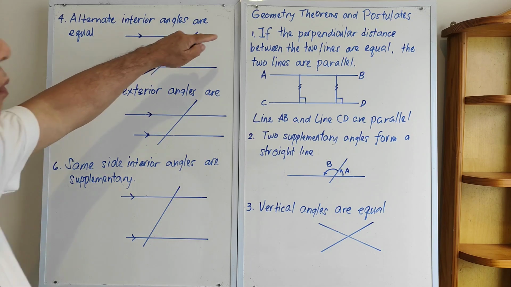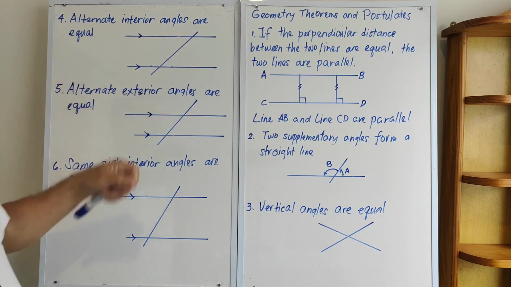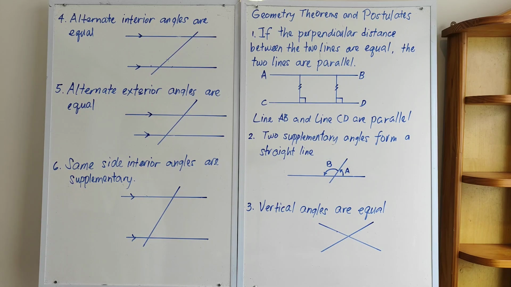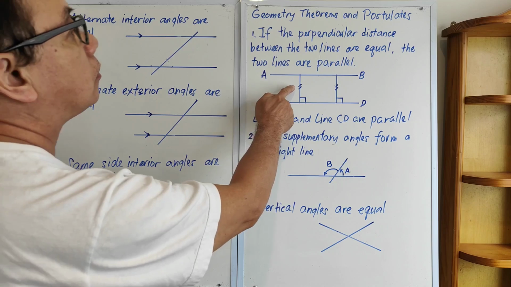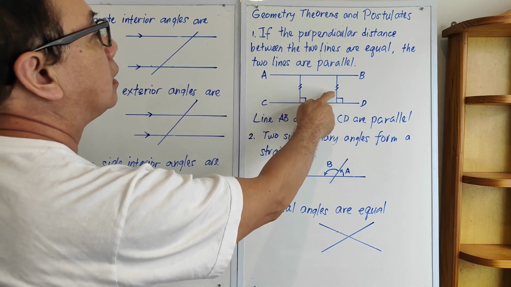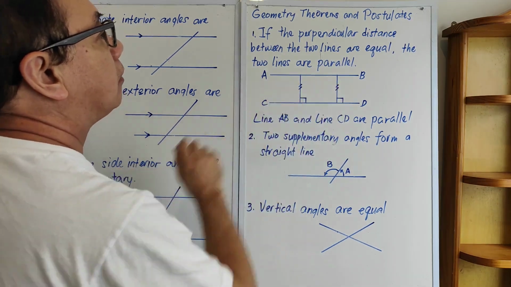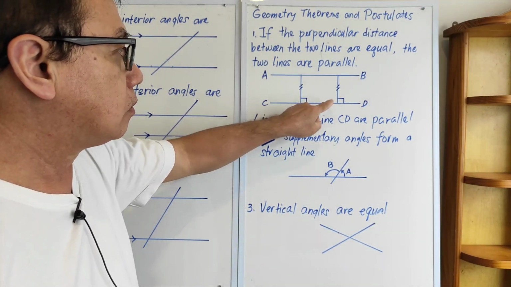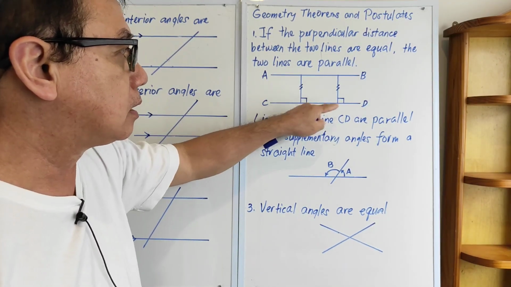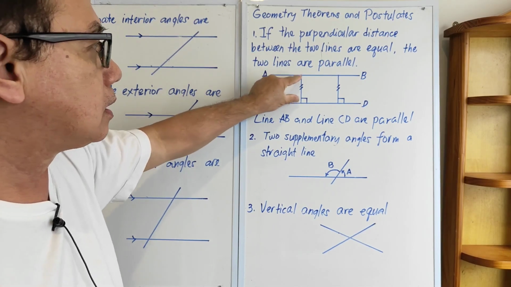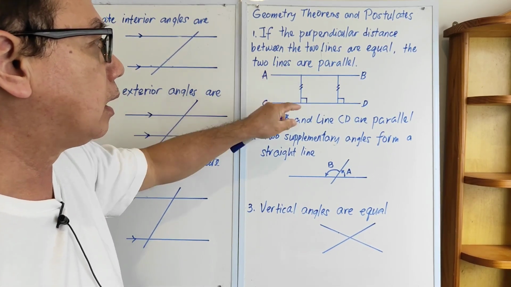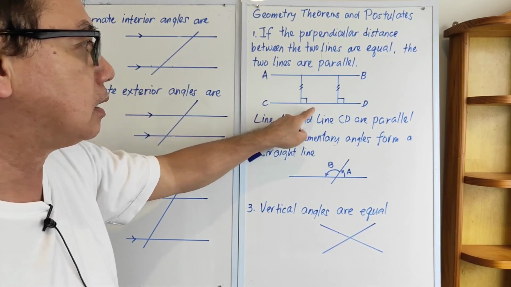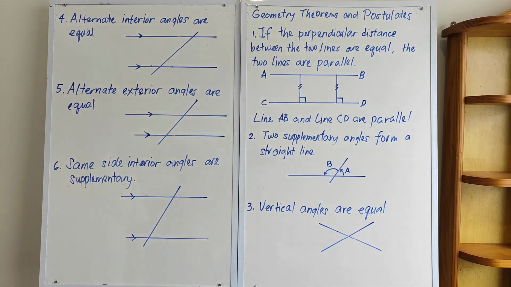So, number 1, if the perpendicular distance between the two lines are equal, the two lines are parallel. This symbol, these two small lines, signifies that these two lines are of the same length, and these are two perpendicular lines on this line. If these two lines are the same length, then line AB and line CD are parallel.